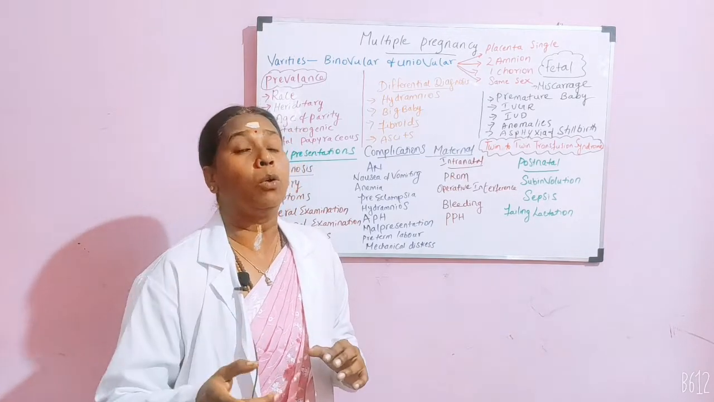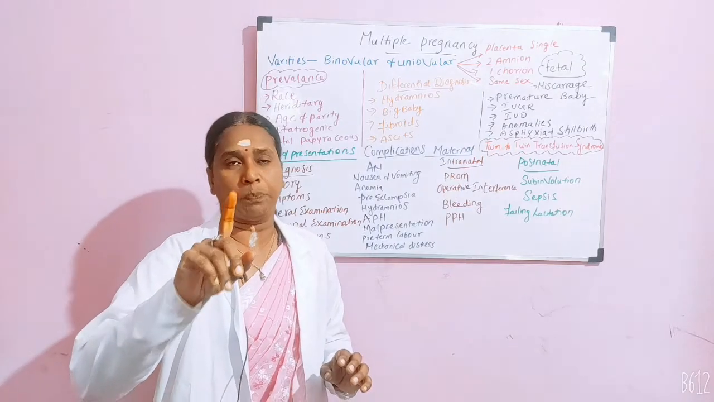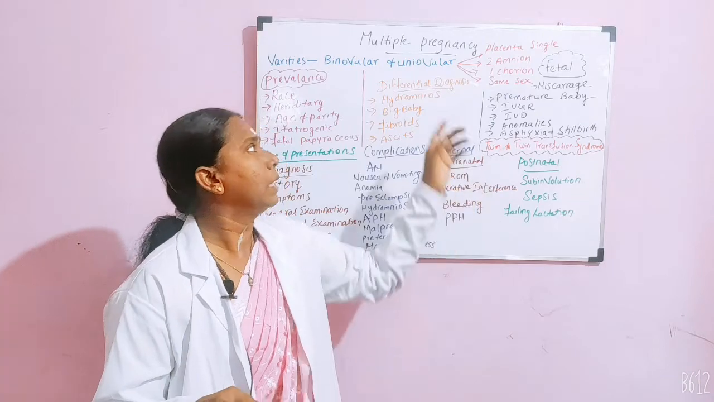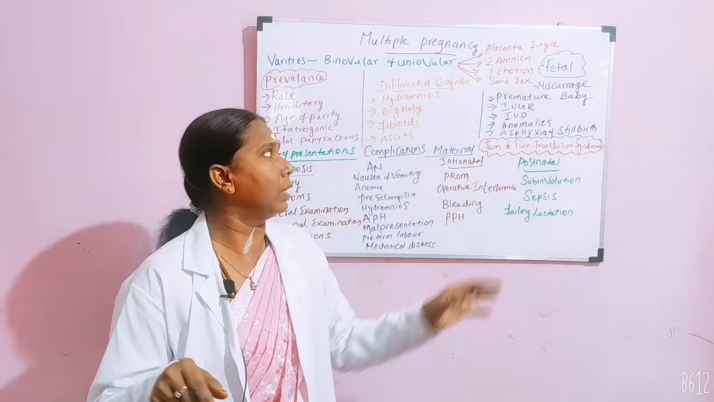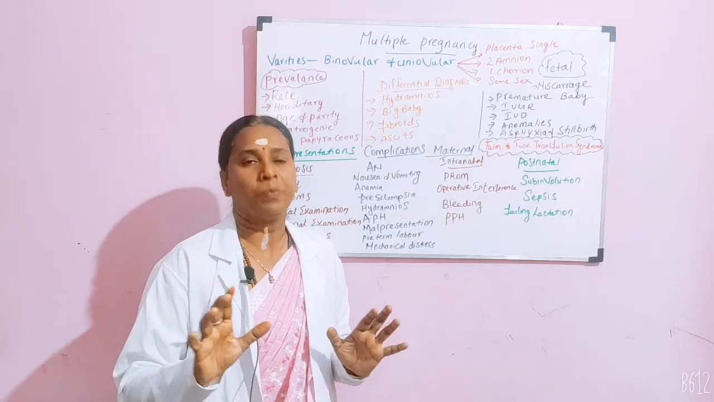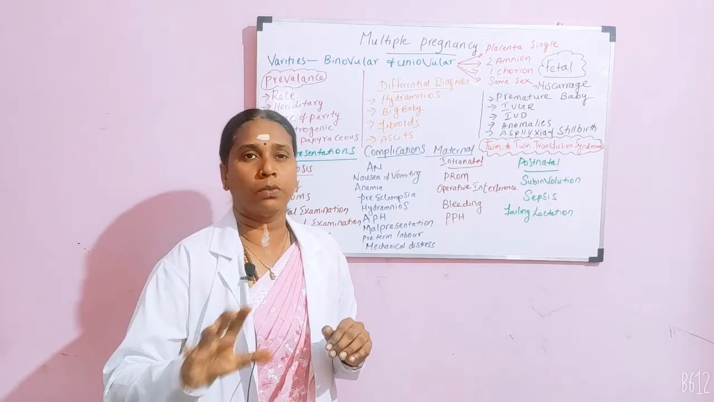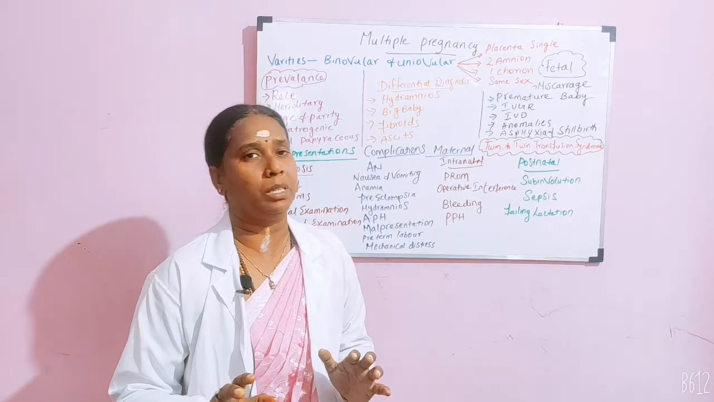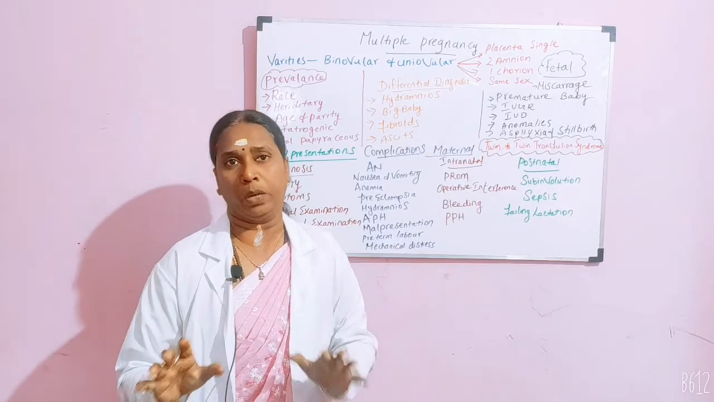But in uniovular twins, you will have a single placenta supplying both the fetuses, then two amnions will be present, one for each fetus separately, and one chorion is present. Most of the time the sex of the fetuses is going to be the same. So this is with your uniovular and biovular twin pregnancy.